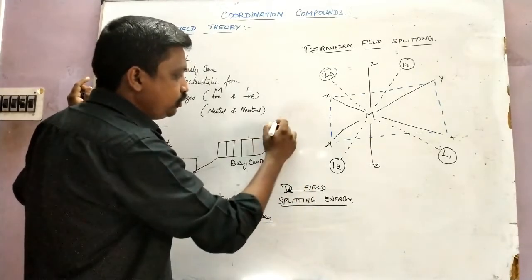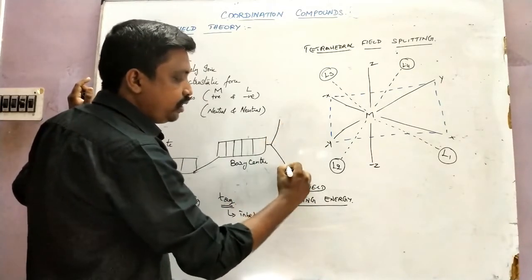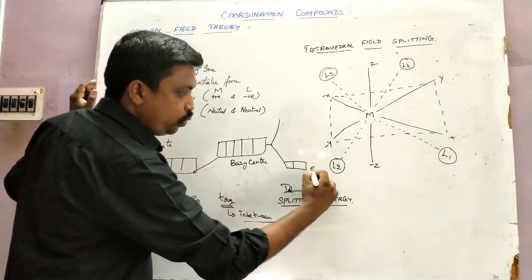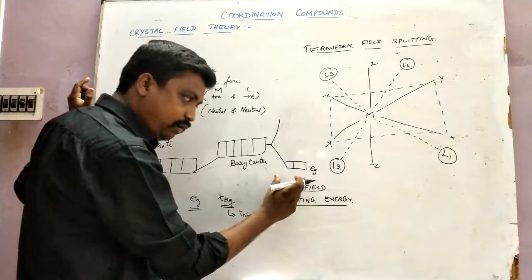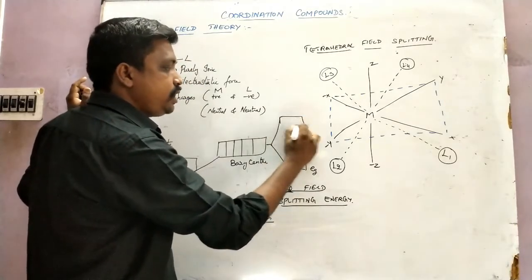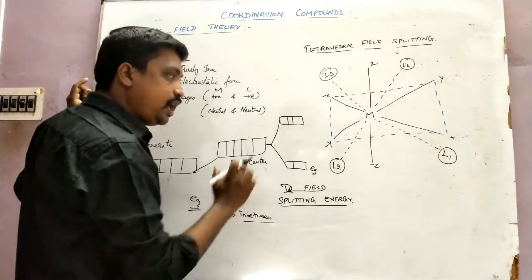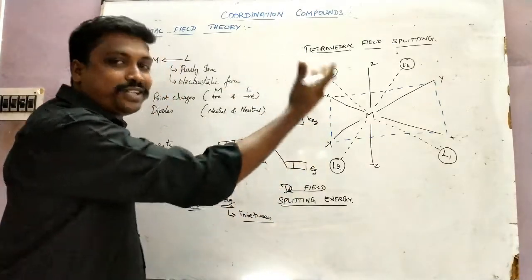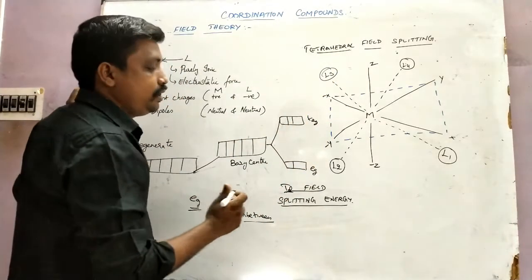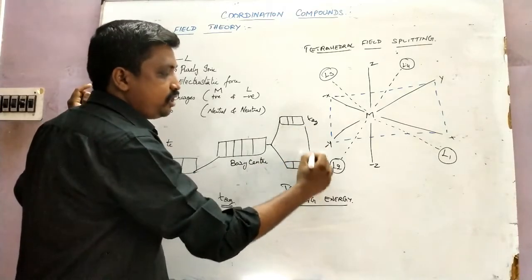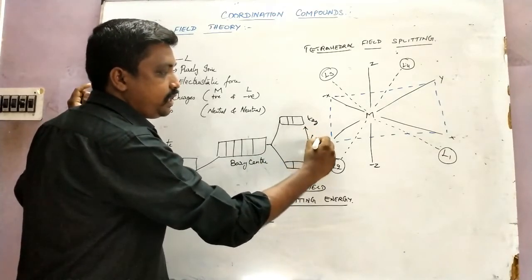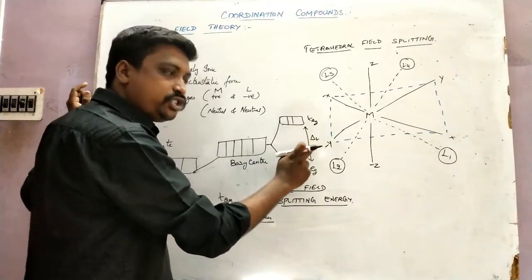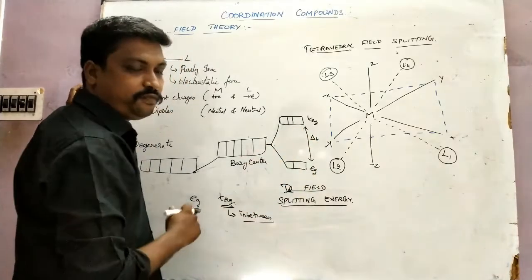See here how the splitting will be. Here the 2 orbitals, the eg set, will have lower energy, and the 3 orbitals, that is the t2g, will have higher energy. Just inverse of that of the octahedral field splitting. Okay, right. So the difference in energy is called delta T. So delta T is nothing but crystal field splitting energy in case of tetrahedral field.